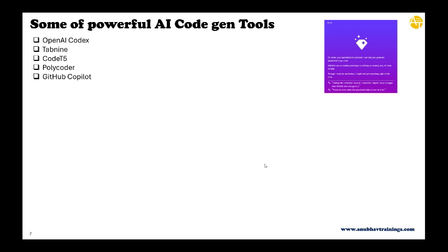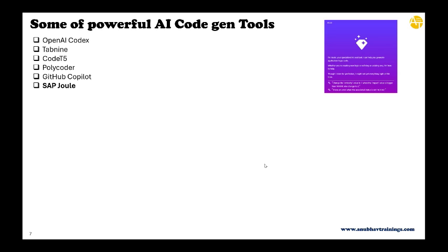Some of the powerful AI code generation tools in the market, which are very popular, are OpenAI Codex. OpenAI is the same company which has brought in ChatGPT. So Codex is a product which also helps to generate the code. We have Tabnine, CodeT5, PolyCoder, and GitHub Copilot amongst the ones which are very popular.